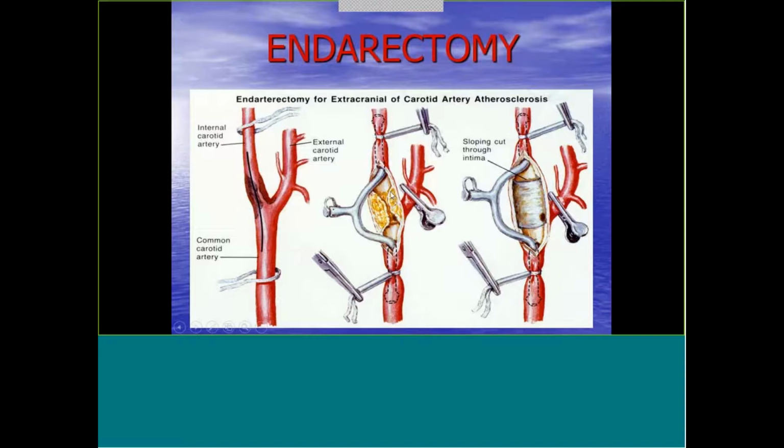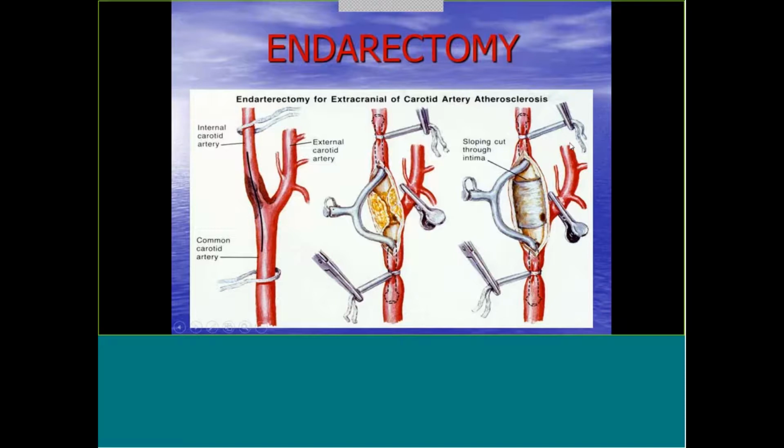It looks like a duck bill. It's a tool that will take this plaque out without damaging the lumen of the vessel, the intima of the vessel. And then before they restore flow to the brain up here, they'll back bleed into the external. So they'll open this up and send flow to the external.